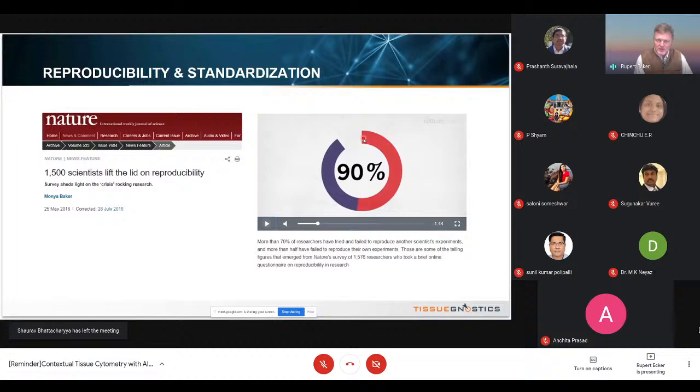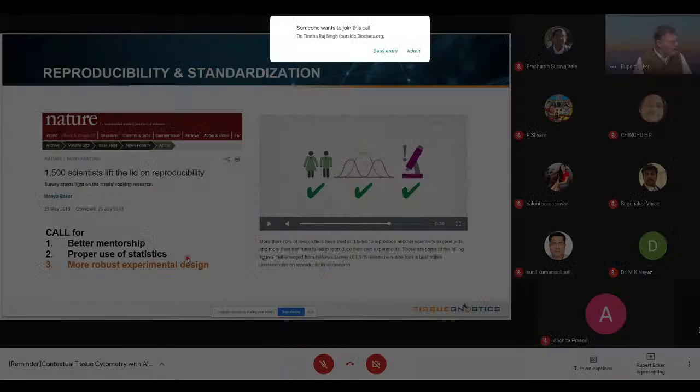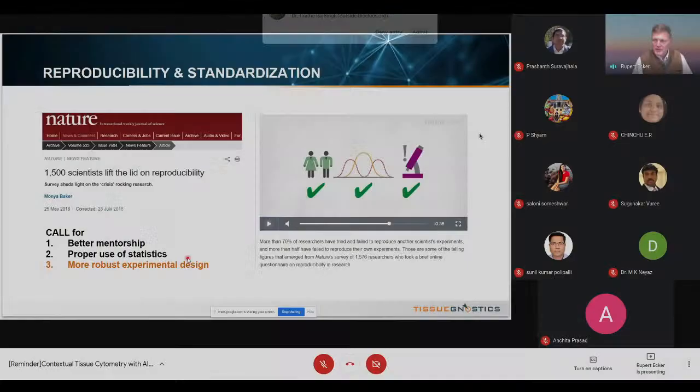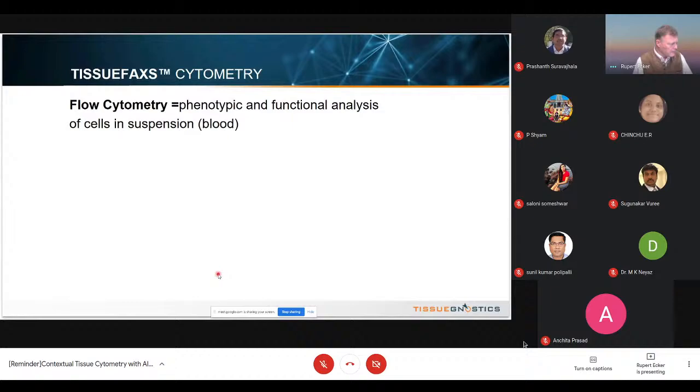So following this survey, a call was raised for actually three action items. First, a better mentorship. This is something universities have to take care of. Second, the proper use of statistics. This is something each individual laboratory or principal investigator has to take care of. And third, more robust experimental designs. This is something where companies like Tissue Gnostics can come in. There is, in fact, a number of well-established technologies that can be used in order to quantify cellular markers on both the protein as well as on the mRNA or DNA level.